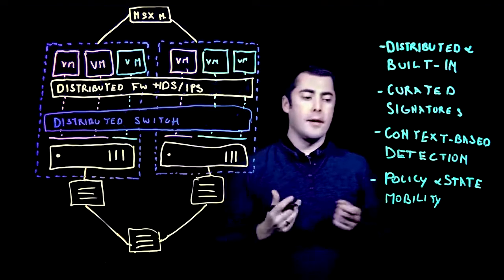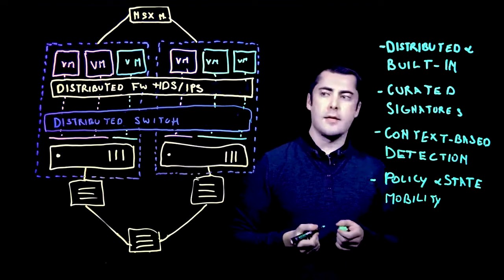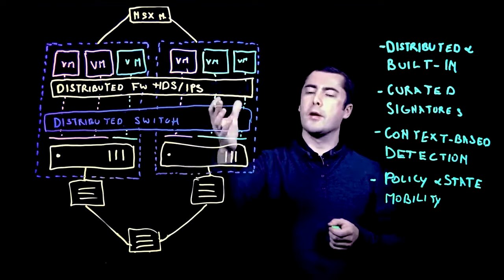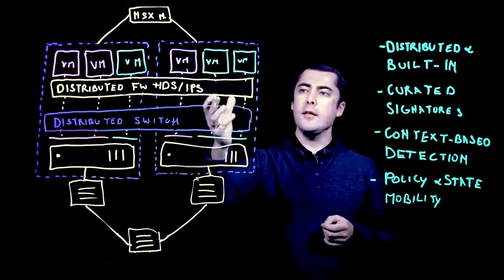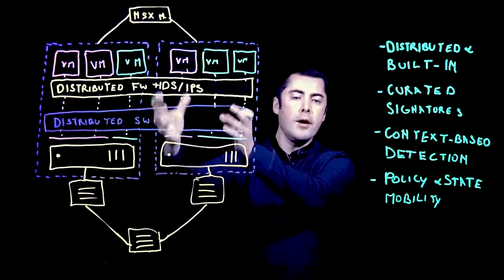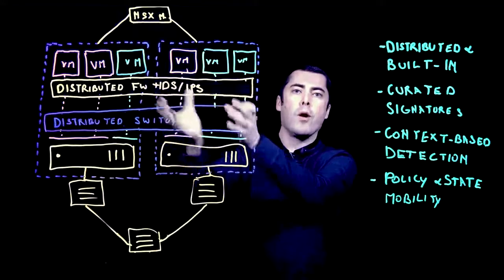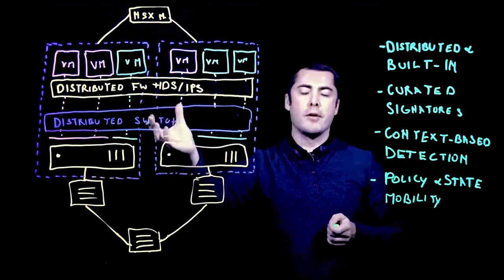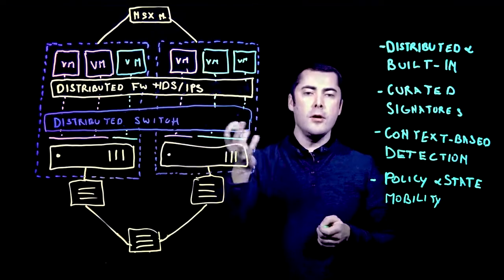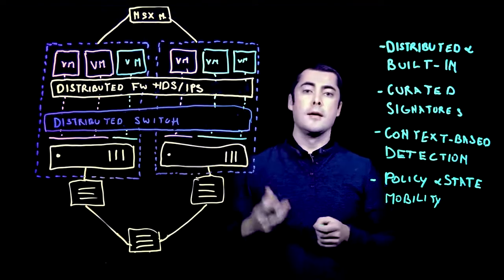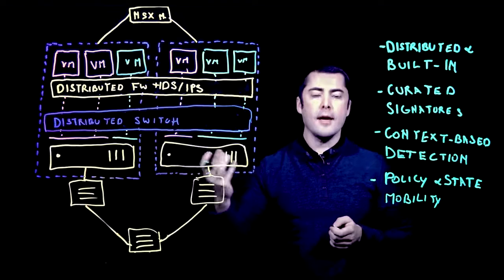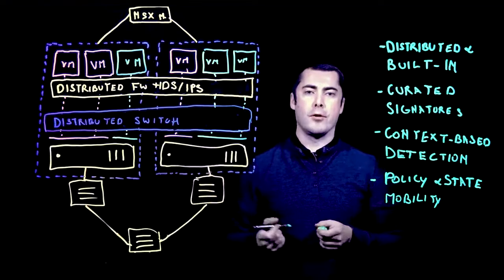And then another key benefit here is policy and state mobility. With the distributed firewall, as well as with the distributed IDS, not just the firewall policy, but also the IPS policy moves along right with the virtual machine from one hypervisor to the next hypervisor. So you don't have to reapply that same policy. In addition to that, the firewall state, the connection state, moves along with that virtual machine as well.